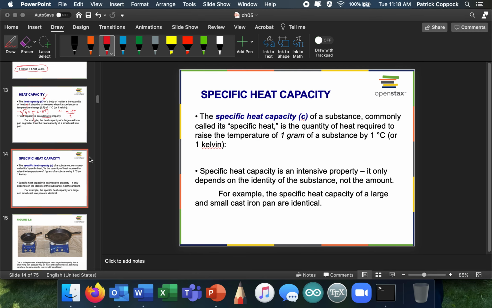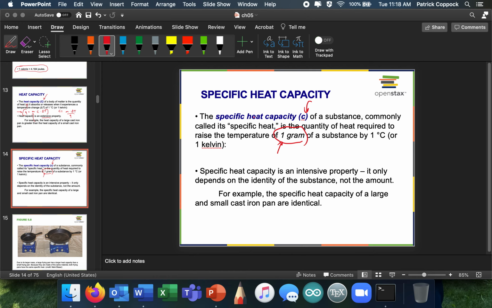So specific heat capacity now is an intensive property, and it does not depend on the amount because it's defined by 1 gram. The specific heat capacity, we'll use a lowercase c for that, is defined by the amount of a substance, commonly called specific heat, is the quantity of heat required to raise the temperature of 1 gram of the substance, right? So that's an intensive property because we define it by 1 gram.